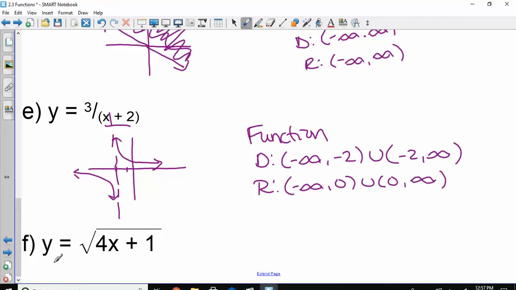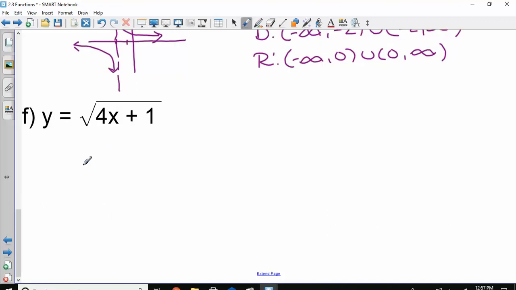These are all types of graphs that we will look at later in the semester, but we're just starting to get a feel for looking at a graph and picking out domains and ranges. F, this one looks something like this, so is it a function? Yeah.